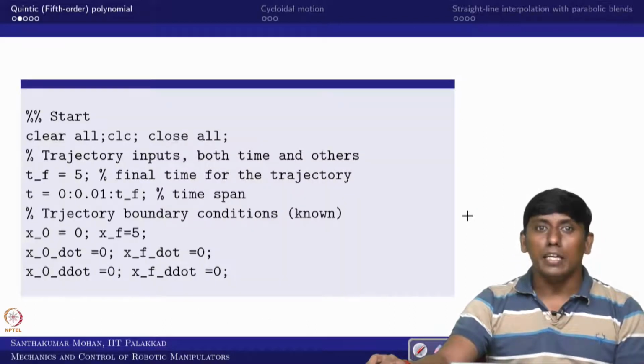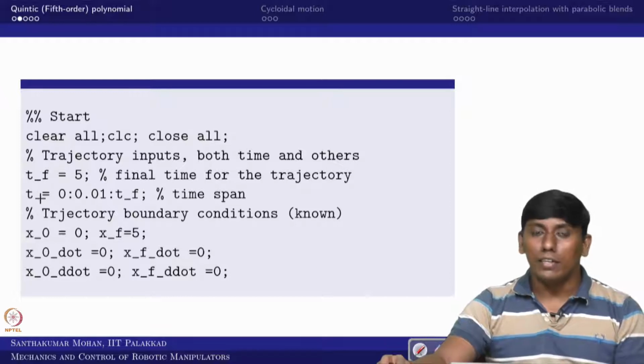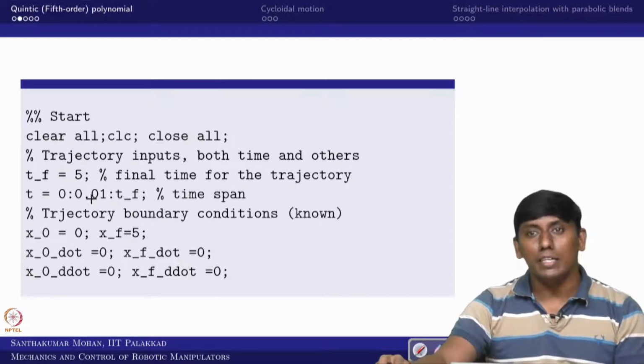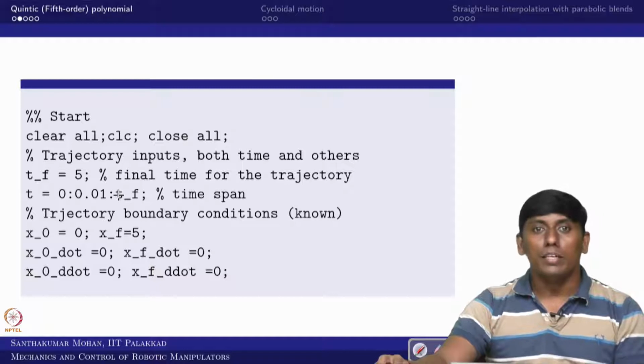For that we are taking the same code and modifying certain parameters. This is what we have taken for the cubic polynomial. We have taken tf as 5 seconds, and t varies from 0 to tf. The initial position and final position, initial velocity and final velocity are known in the cubic polynomial. But in this case even the acceleration is known. Here I have written d double dot, or d dot dot, which means double dot. These are also given.